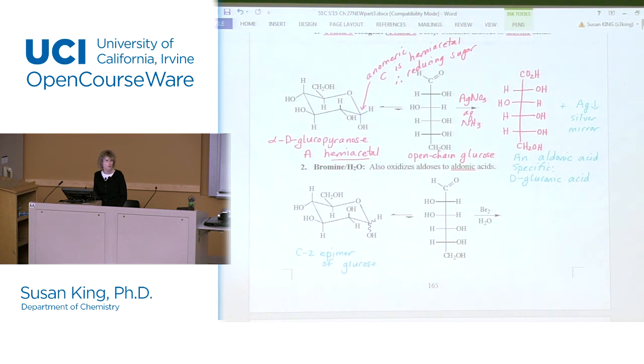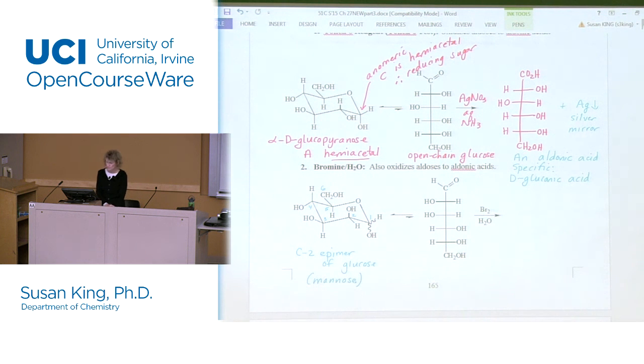You noticed that right away, right? This wasn't glucose. If it was glucose, then this hydroxyl would be equatorial, and it's not. And remember, we number from the right-hand side here. So it's the C2 epimer of glucose, which happens to be mannose. You don't need to know that, but it is.